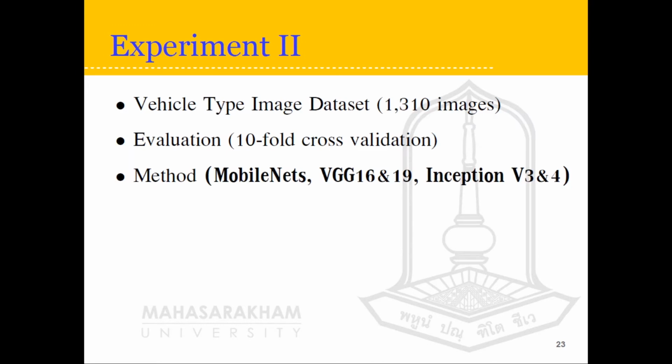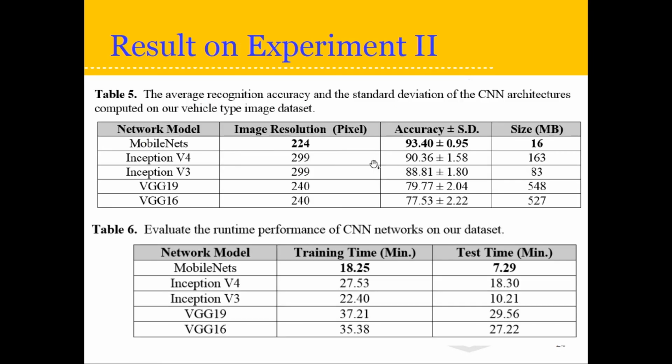After we found the best parameter of MobileNet in our dataset, we move on to experiment 2. In this part, we still use the VT81 as the main dataset, but we include 4 other CNN models to challenge MobileNet. Those 4 models include VGG16, VGG19, Inception version 3, and Inception version 4. The result of experiment 2 is shown in table 5.